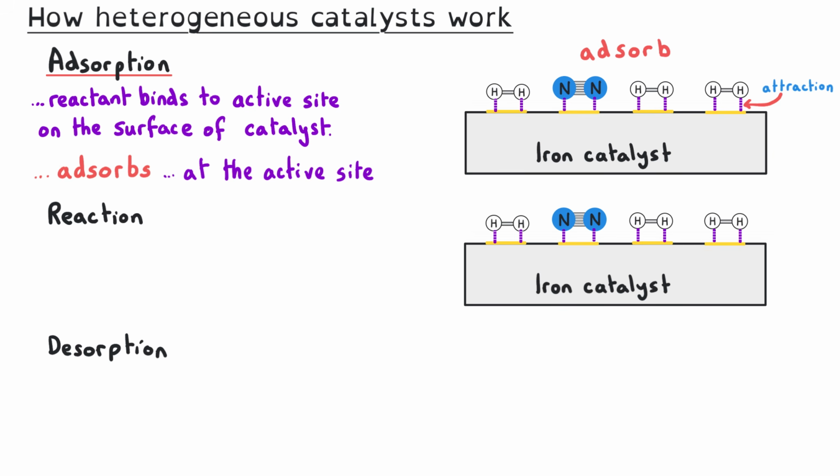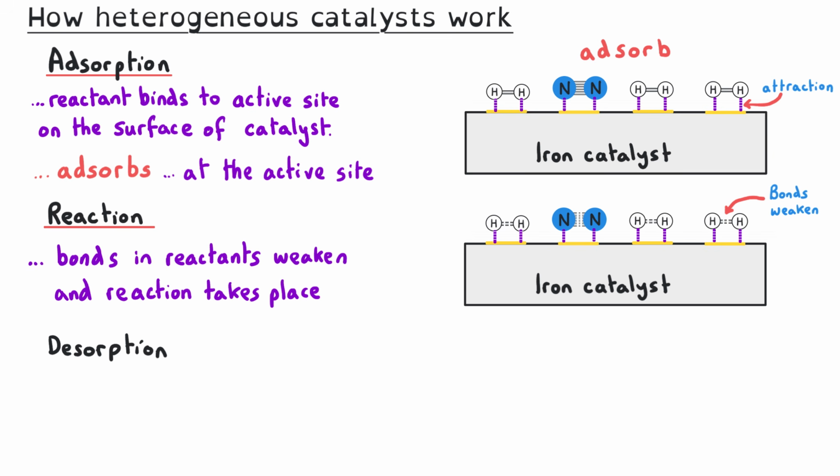And then in the second stage, we have the reaction occurring. And this is where bonds in the reactants weaken, and then the reaction takes place. And this reaction will take place more quickly than the uncatalyzed reaction, since the bonds in the reactants have now been weakened, and that means that less activation energy is now required to finish breaking those bonds in the reactants, and so new bonds can form more quickly.